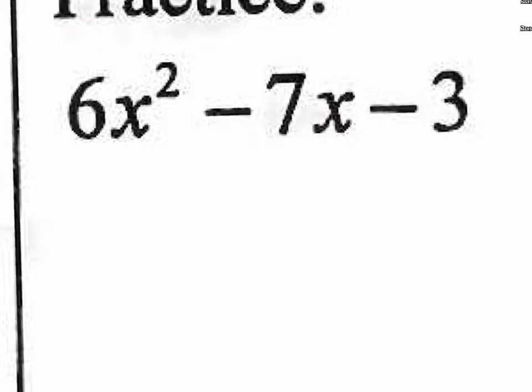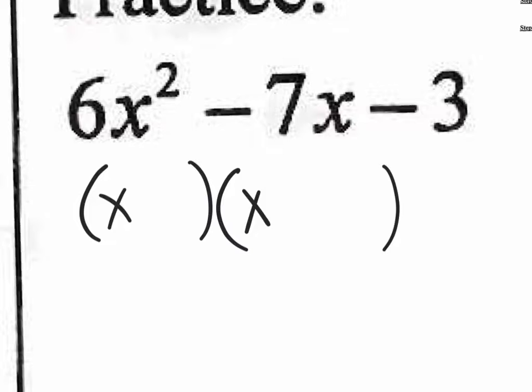Why is it not easy? Because your a value is 6, right? So you can't do this. You can't do x. Why not? Because x times x is not 6x squared. So this 6 messes it up. So what we need to do is, let me just scratch this out. What we need to do is that long process.